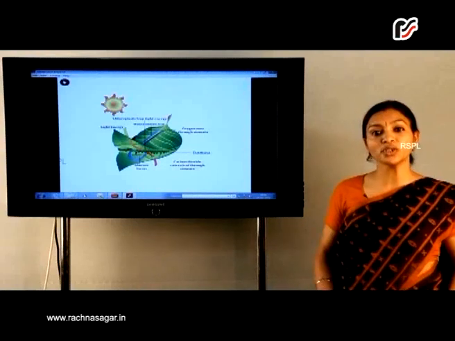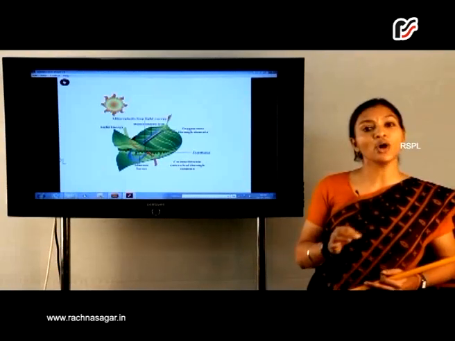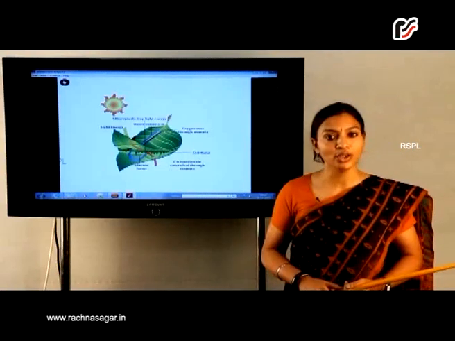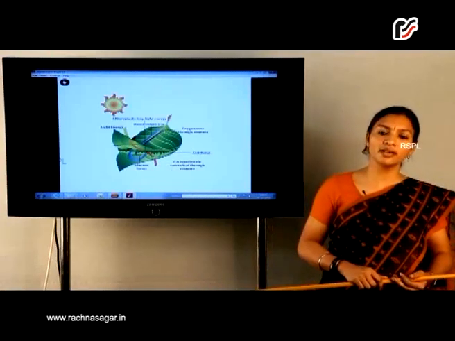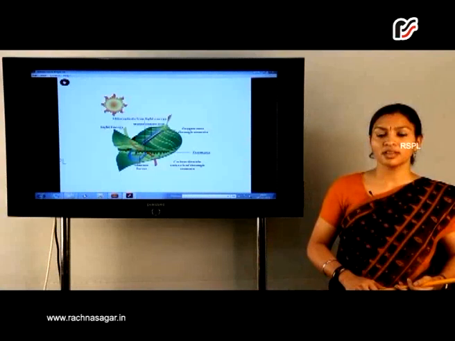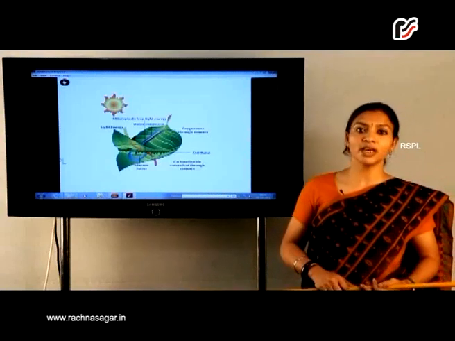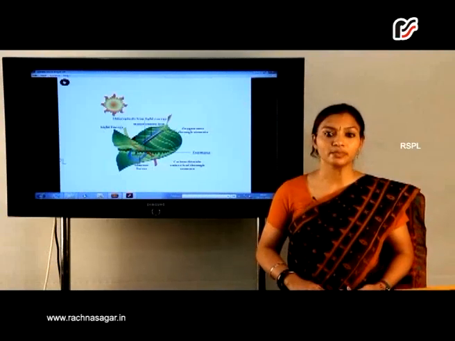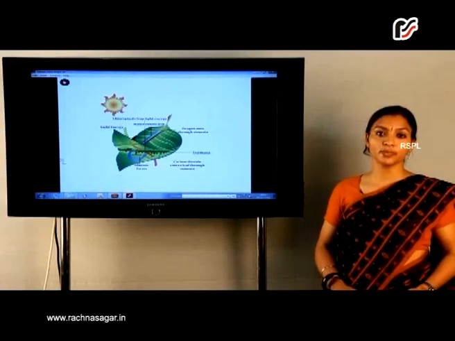So in this mode of nutrition, living beings prepare their own food with the help of simple inorganic substances like carbon dioxide and water in the presence of sunlight and chlorophyll. This mode of nutrition, as told earlier, is shown by all the green plants and cyanobacteria. Now the question comes: name the mode of nutrition shown by green plants or cyanobacteria, and the answer is autotrophic nutrition. This particular nutrition is also known as photosynthesis.